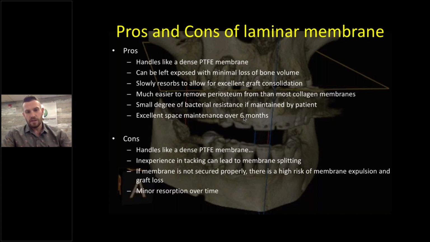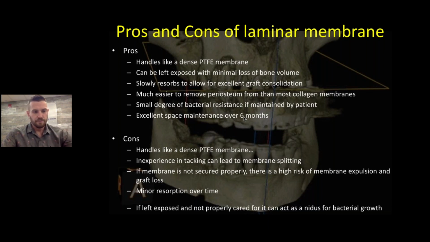It does have minor resorption over time, and so in big guided bone regeneration cases, I typically would tend to use some xenograft as well to account for some of that resorption over time.